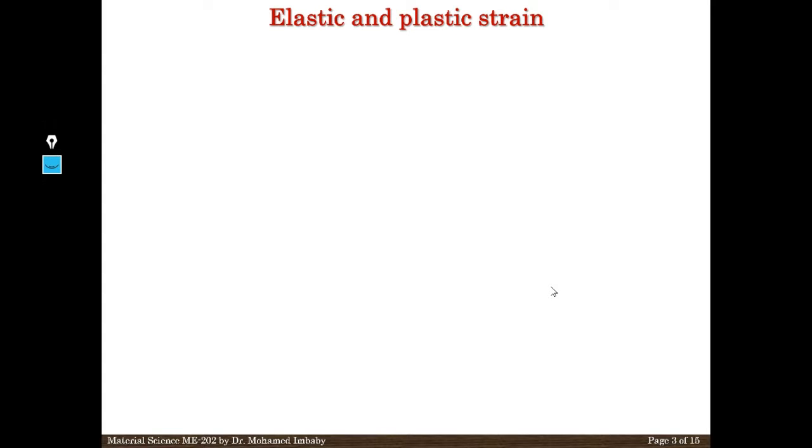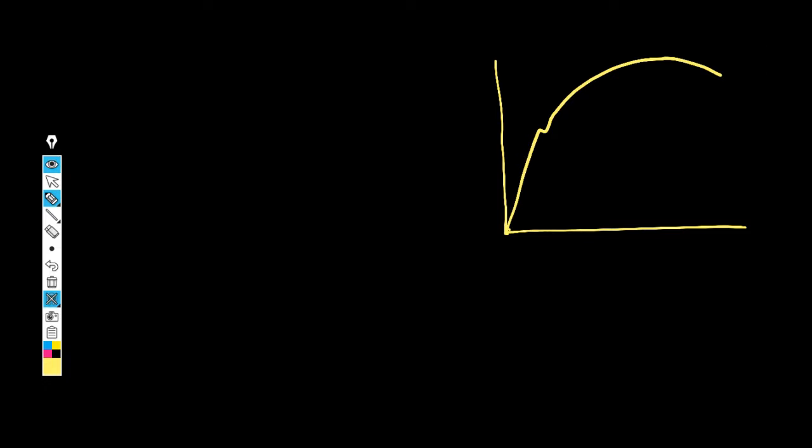Elastic and plastic strain. Let me go outside. I need to explain this to you because this is important to understand. Look at this graph. If we have a graph like that, I will draw it here. Do you see the graph or not? Yes, Doctor. Please stop me if you don't understand any part, I will explain it to you.